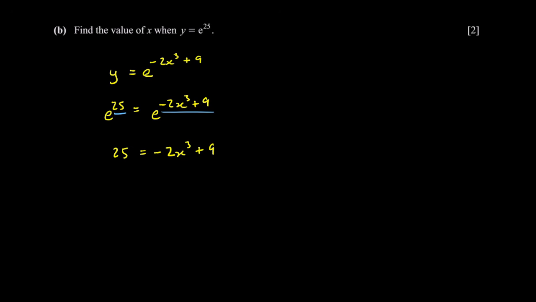So we subtract 9 from both sides. So 16 is equal to negative 2x cubed. So x cubed is equal to negative 8. And therefore x, if we cube root both sides, will be negative 2. So the value of x is negative 2.